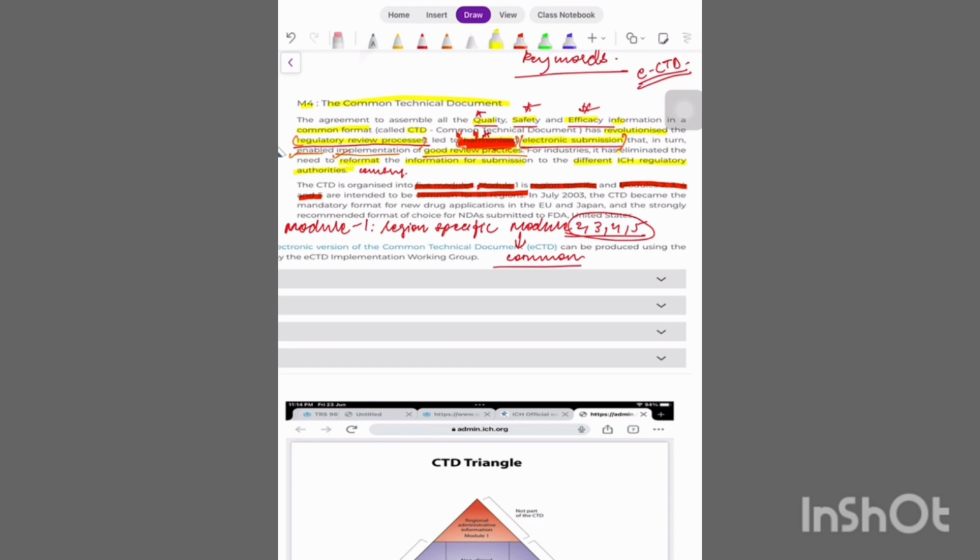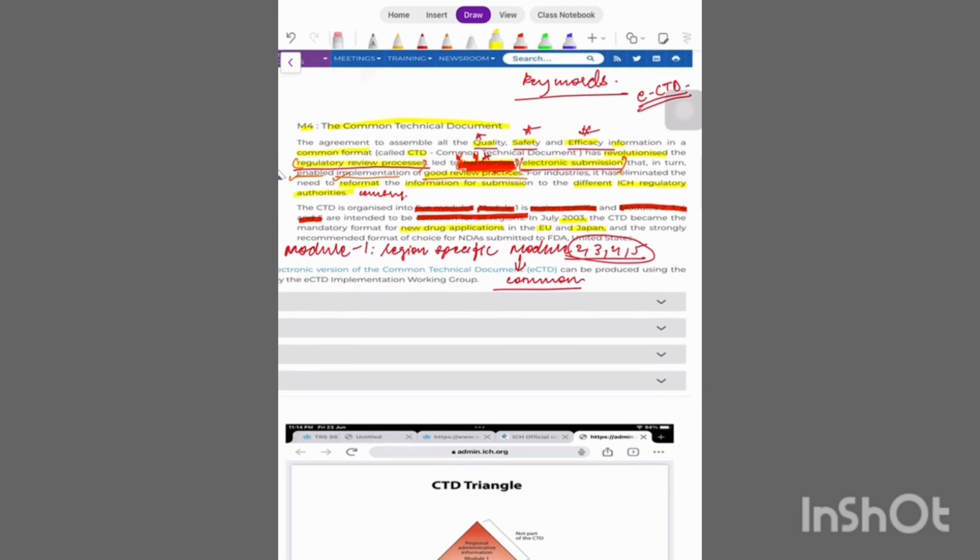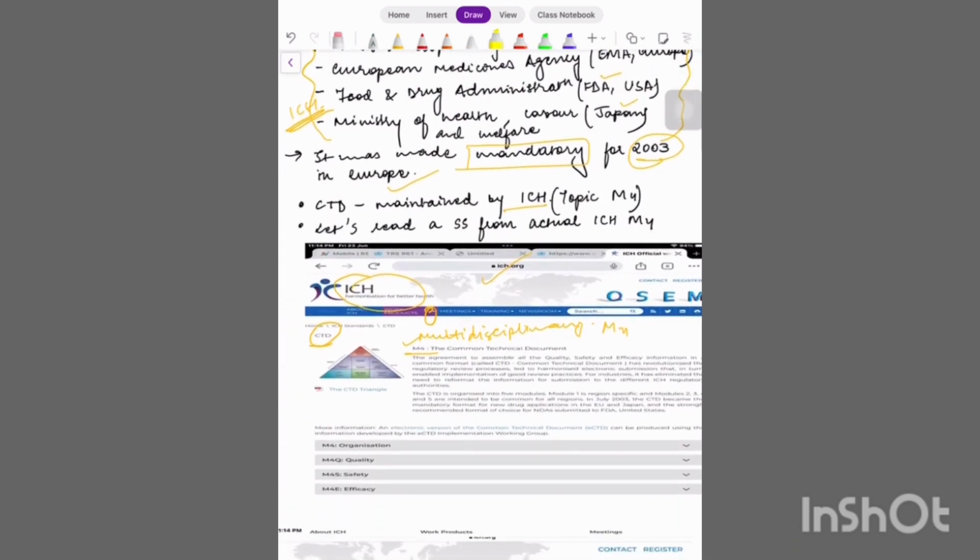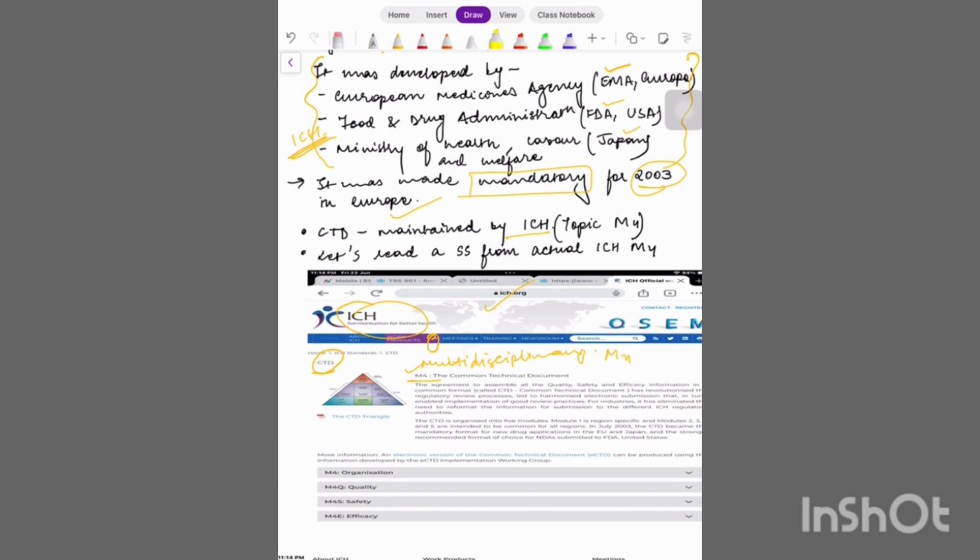Now, in July 2003, the CTD became mandatory format for NDA, new drug applications in Europe and Japan, and strongly recommended format of choice for NDA submitted to FDA, that is US. So see what they said, it became a mandatory format of NDA in Europe and Japan. So that is what I wrote here, that in 2003 it became mandatory in Europe. Now I have written the same point for Japan. We'll look at it down below.